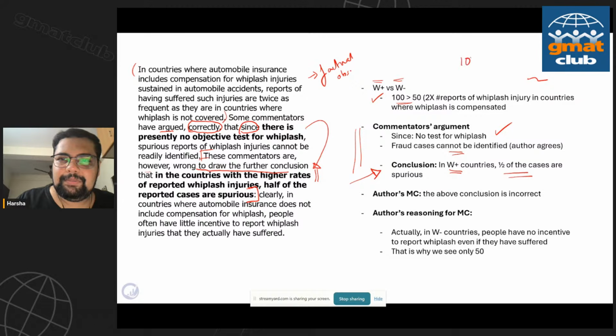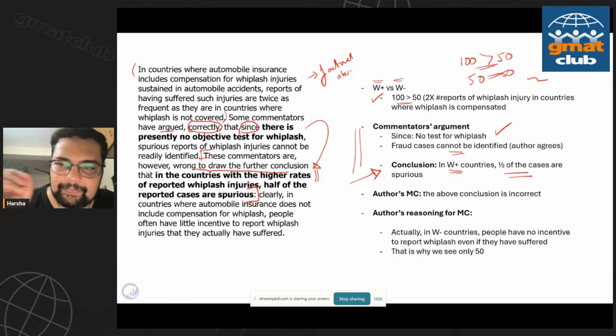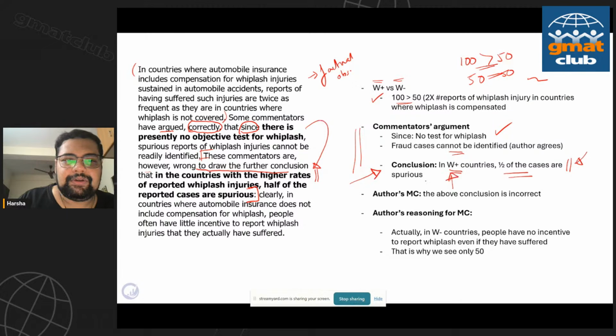So we were talking about 100 versus 50. What is the commentator's point? The commentator's point is that half of this 100, that is 50 of them, are spurious. They're fraud cases. So that's why you see this discrepancy. Otherwise, you would just see 50-50, equal. This is what the commentator would like you to believe. It is their conclusion. The author's conclusion is that the commentators are wrong to make this conclusion. So these commentators are, however, wrong to make this conclusion.